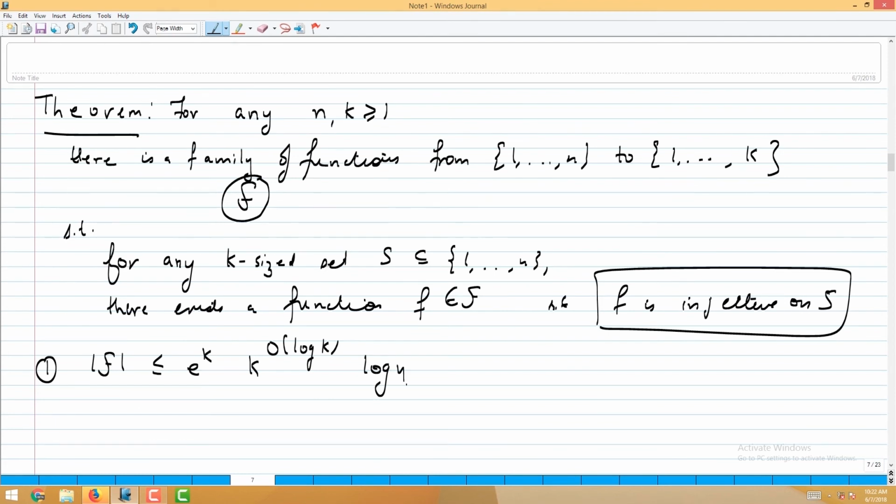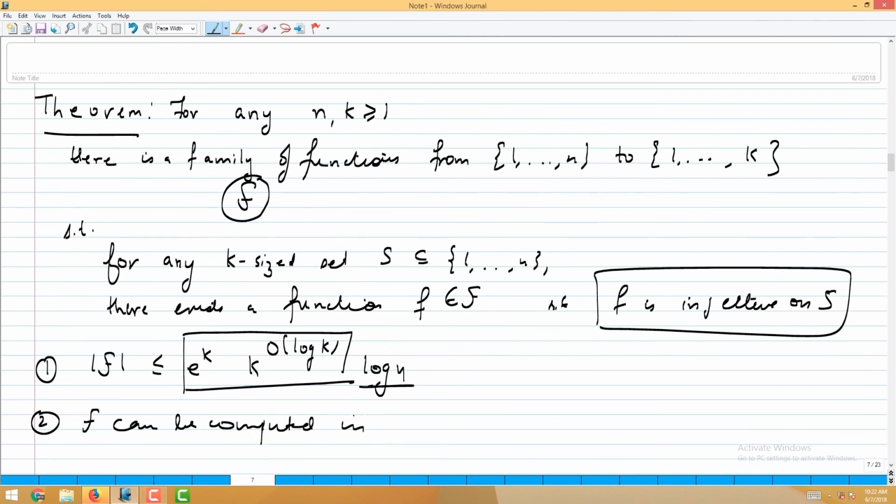So there is always a family whose size is this. Note that this is nothing but some f of k, and this is some log n. Not just that, such a family f can be computed in time e to the k, k to the power order log k, into n log n. So this is the theorem.